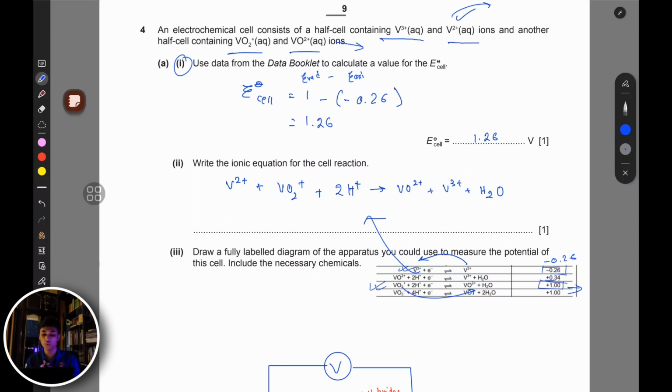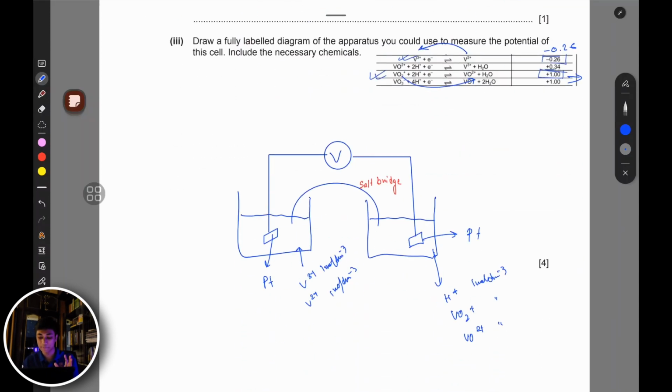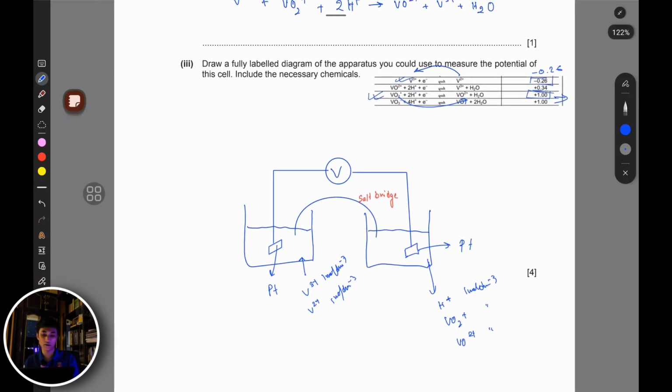So for question 2, as I was saying, you add all the reactants and you add all the products. These are the reactants and these are the products. Very simple. The equations are very simple. Now they're asking you to draw a fully labeled diagram of the apparatus you could use to measure the potential of this cell. Include the necessary chemicals. Okay, so they're asking you to draw the cell. A few things you need to remember.